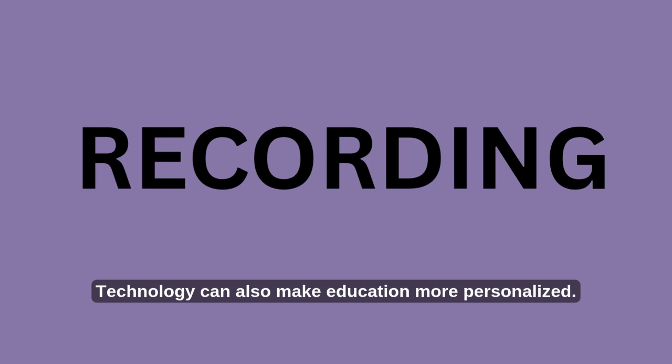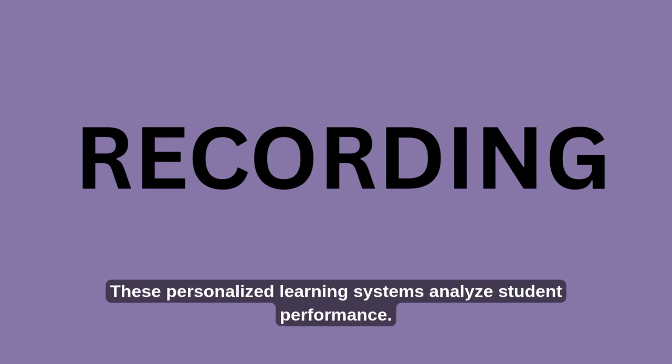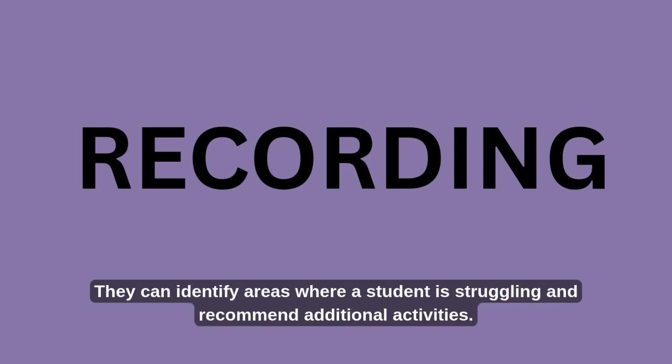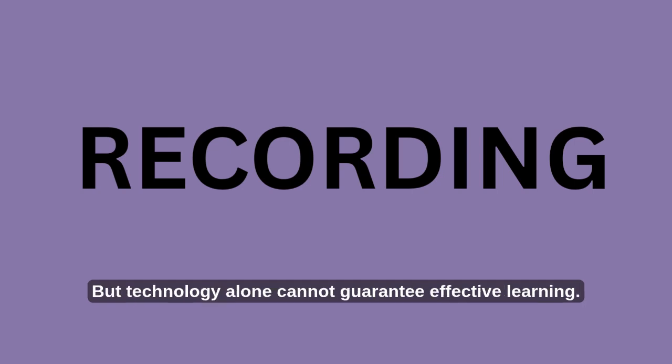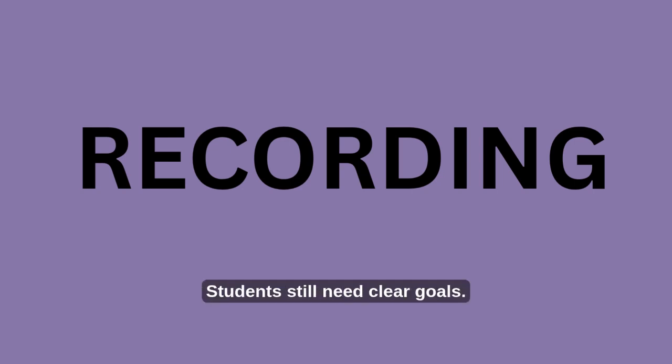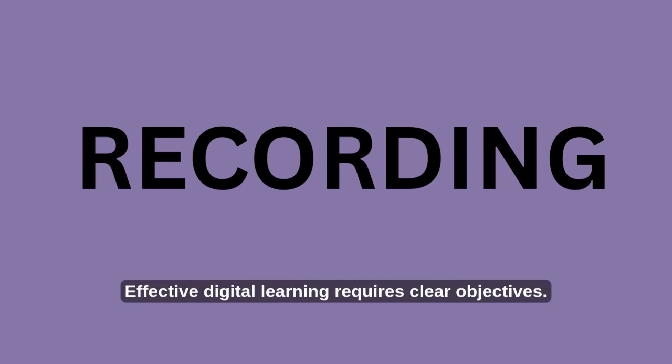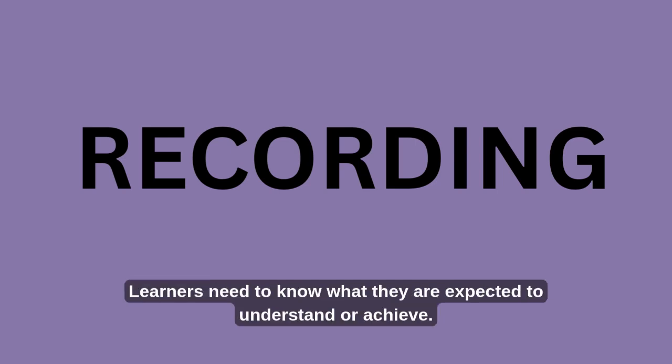Technology can also make education more personalized. Modern learning systems can collect information about how students interact with educational materials. These personalized learning systems analyze student performance. They can identify areas where a student is struggling and recommend additional activities. But technology alone cannot guarantee effective learning. Students still need clear goals. Effective digital learning requires clear objectives. Learners need to know what they are expected to understand or achieve.